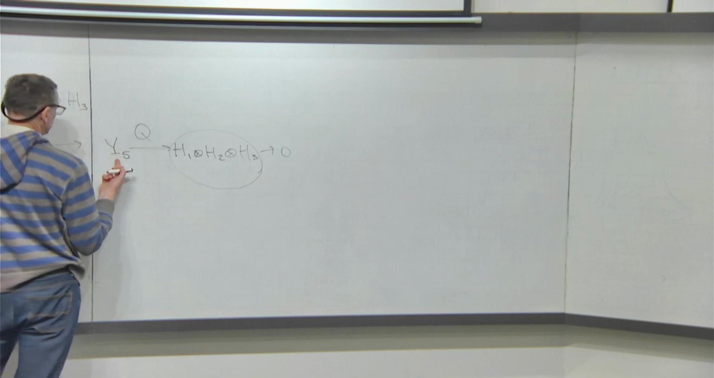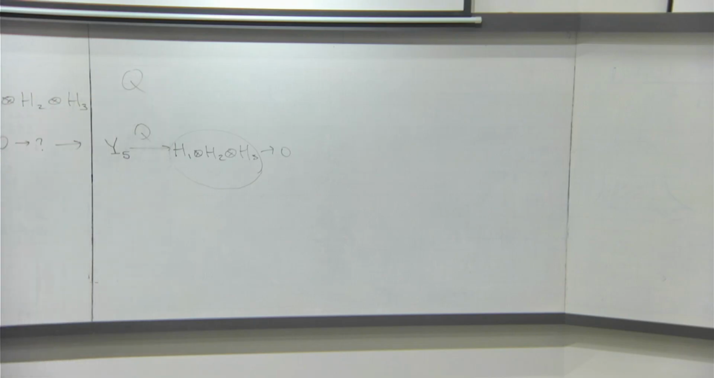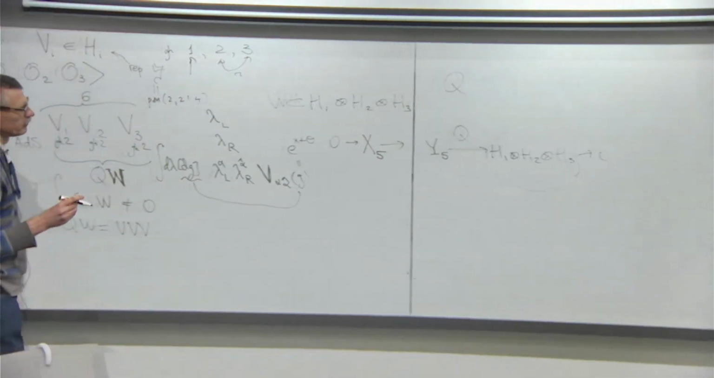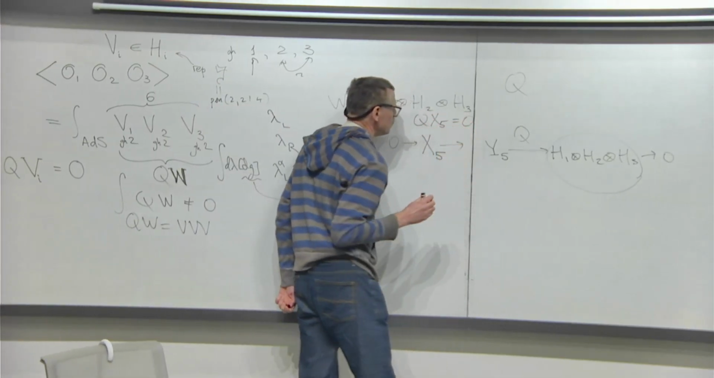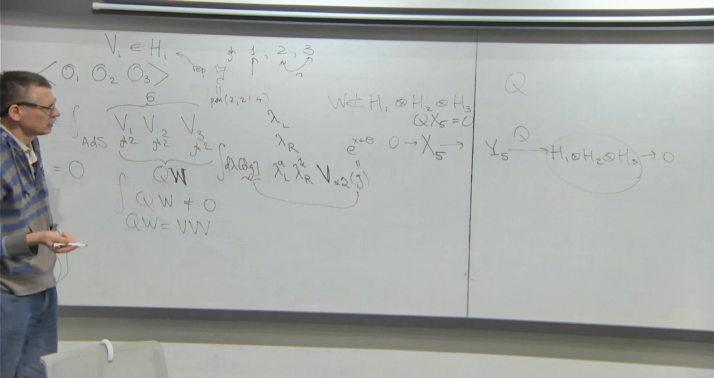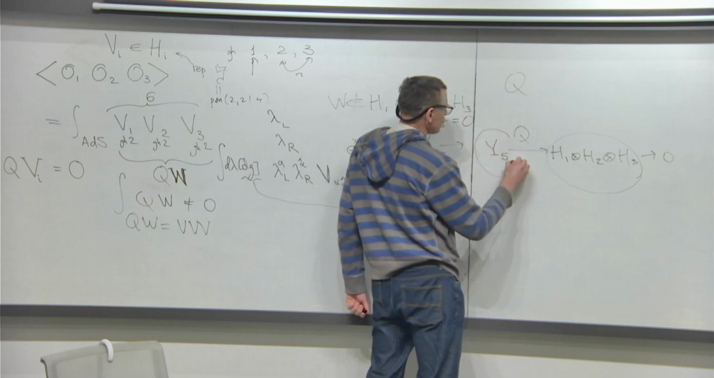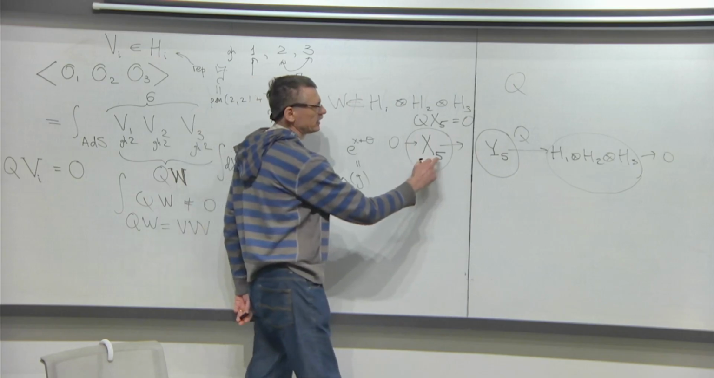So the solution for equation QW equals VVV is defined only up to some operator which is annihilated by Q. So there is some operator which is annihilated by Q and which has Gauss number 5. So there is some subspace in the space of Gauss number 5 operators, and a subspace in it of the Gauss number 5 operators which are annihilated by Q.